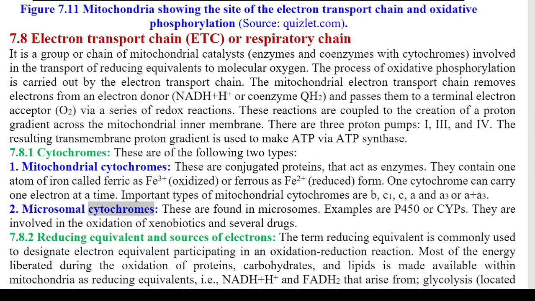2. Microsomal cytochromes. These are found in microsomes. Examples are P450 or CYPs. They are involved in the oxidation of xenobiotics and several drugs.